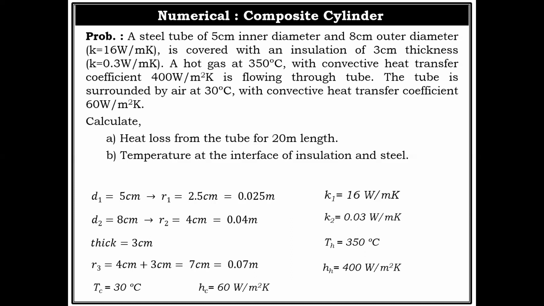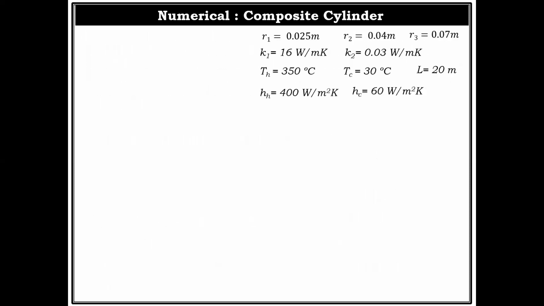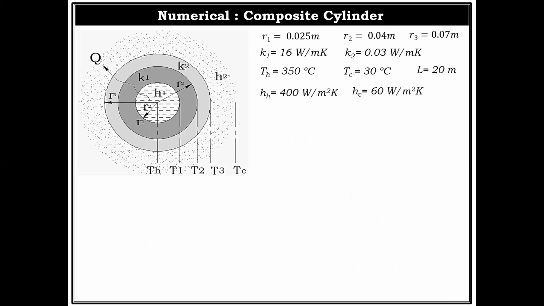And we have to calculate the heat loss, that is Q, from the tube for 20 meter length. So length L is given as 20 meter. And second, the temperature at the interface of insulation and steel pipe. If I draw a schematic for this statement, it will be like this. This is our inner steel pipe, this is insulation, this is hot fluid flowing inside the inner cylinder, and this is atmospheric air.